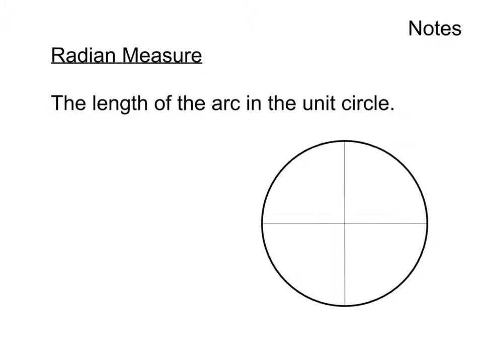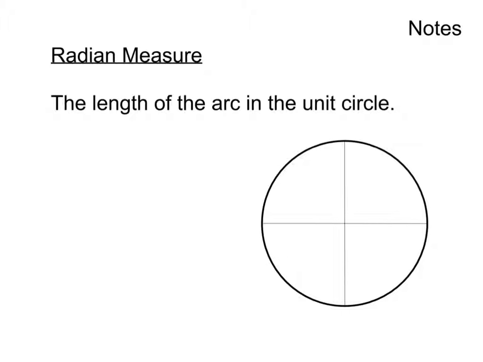Radian measures are different. Radian measures are the length of the arc around the unit circle. So basically it's a measure around the outside of the circle instead of a measure on the inside. All right, now they both can still represent the exact same thing. So for instance, this can still represent the angle in degrees here, but it also represents the angle that gets traced out around the outside. Okay?